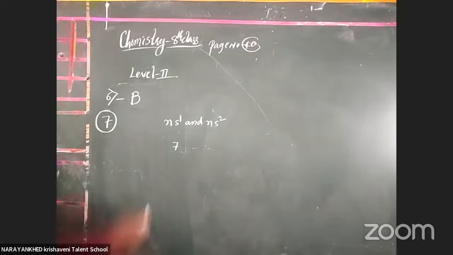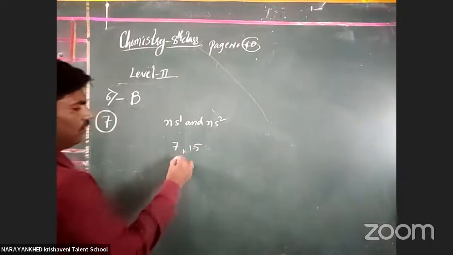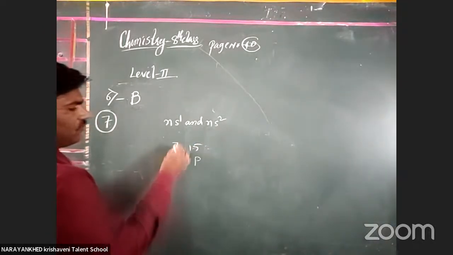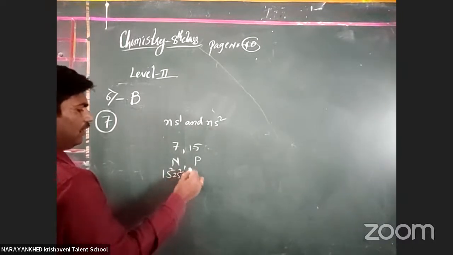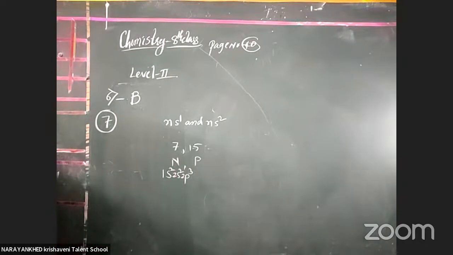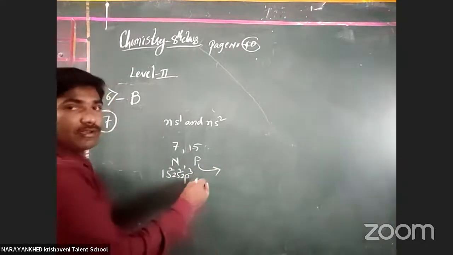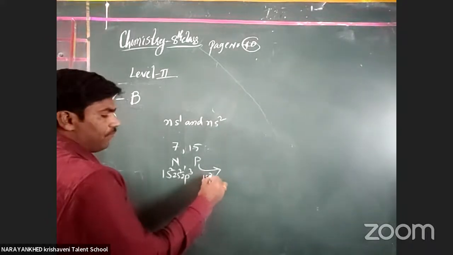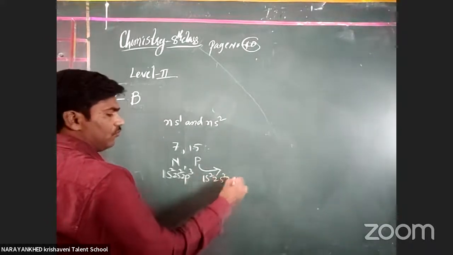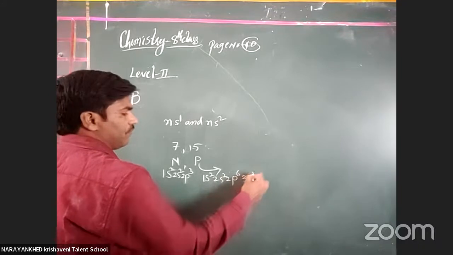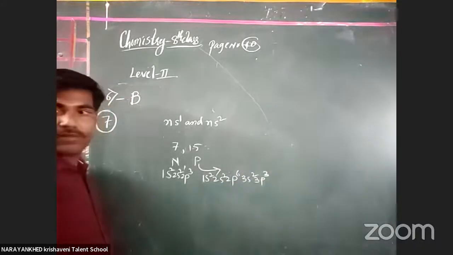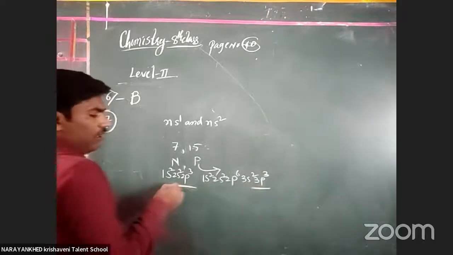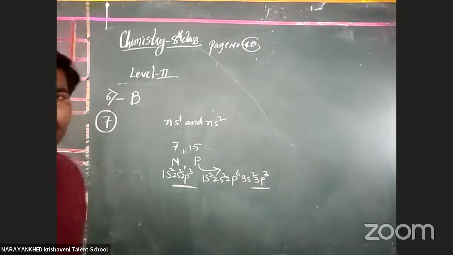7 and 15. The 7th element is nitrogen, and the other is phosphorus. Nitrogen is 1s2 2s2 2p3. For fluorine, it is 1s2 2s2 2p5. And for phosphorus, 1s2 2s2 2p6 3s2 3p3. Now these belong to the P block elements, all the students.